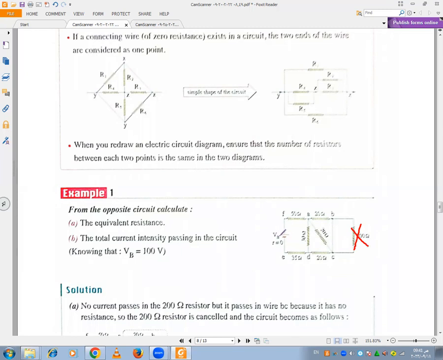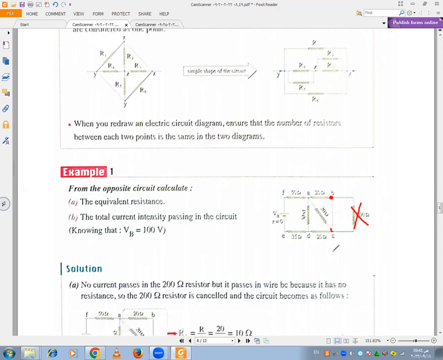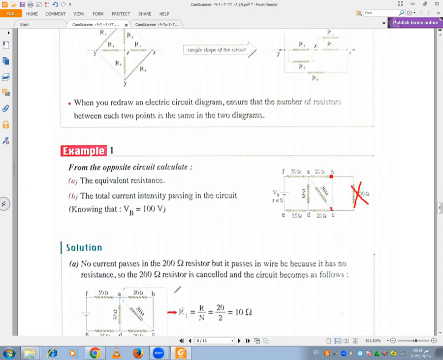So the current will pass through 50 and it will divide into 20 and 20 ohm. So 20 and 20 will be connected in parallel connection because they have the same points. Point B is the same as point C. There is no potential difference between them, so they have the same potential.